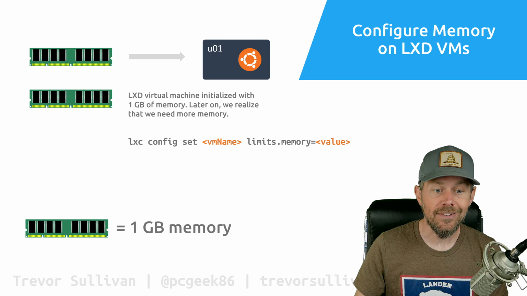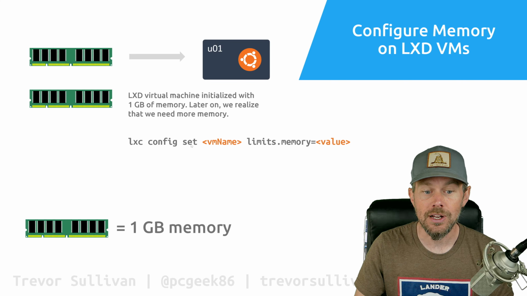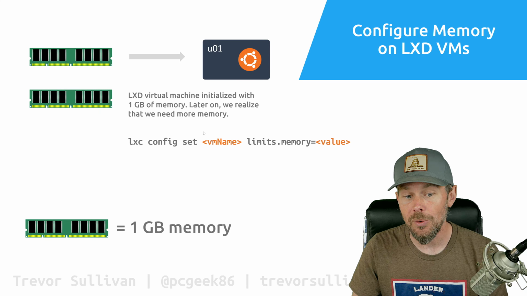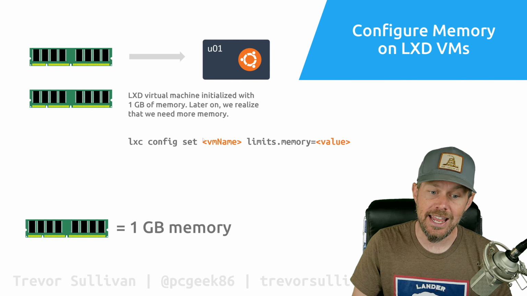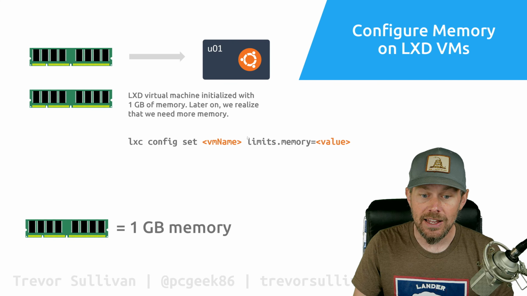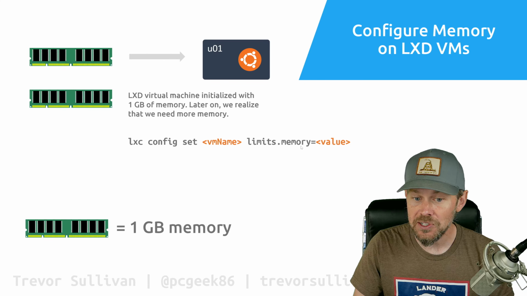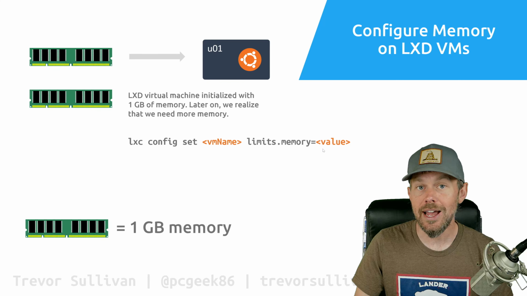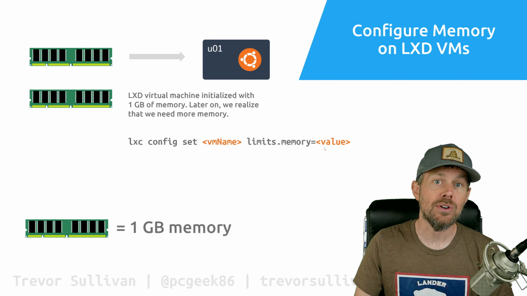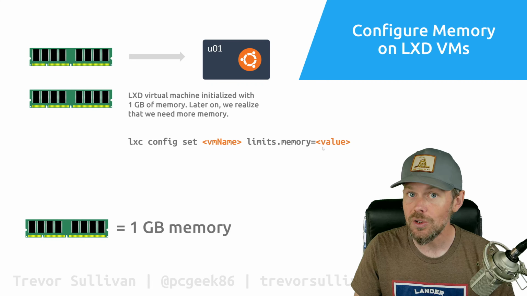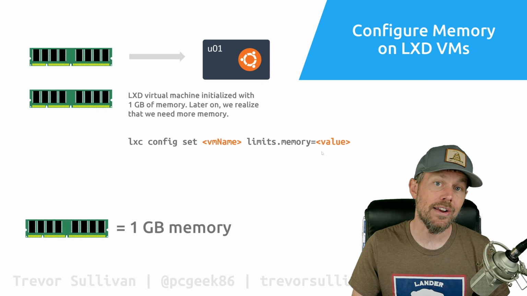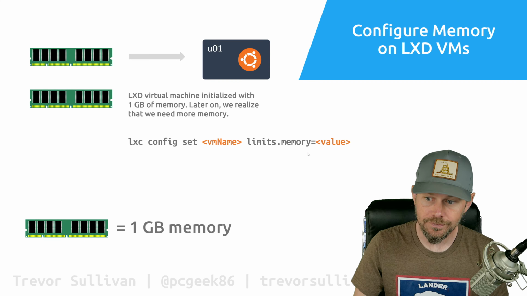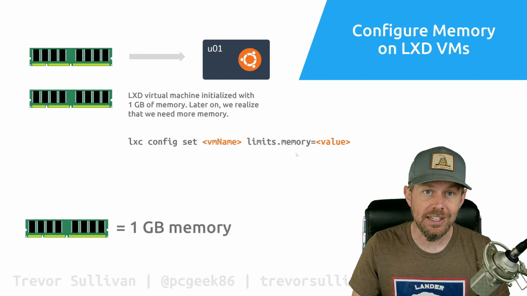So we use the LXC config command here to set a configuration option on our virtual machine. All we need to do is provide the virtual machine's name that uniquely identifies it, and then we set this option called limits.memory and set it to the amount of memory that we want to allocate. You can specify the amount of memory in gigabytes, or you can use megabytes as well, depending on how much specificity you want with the actual value. So that's really easy to do. It's really easy to allocate.